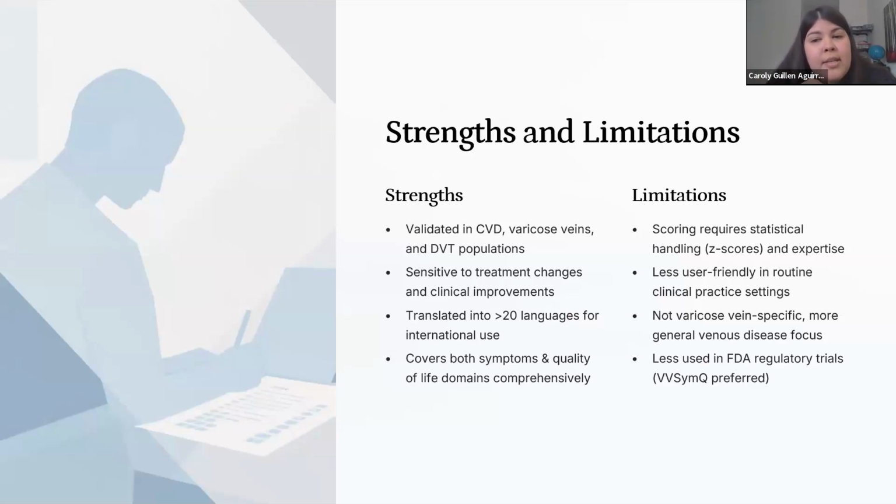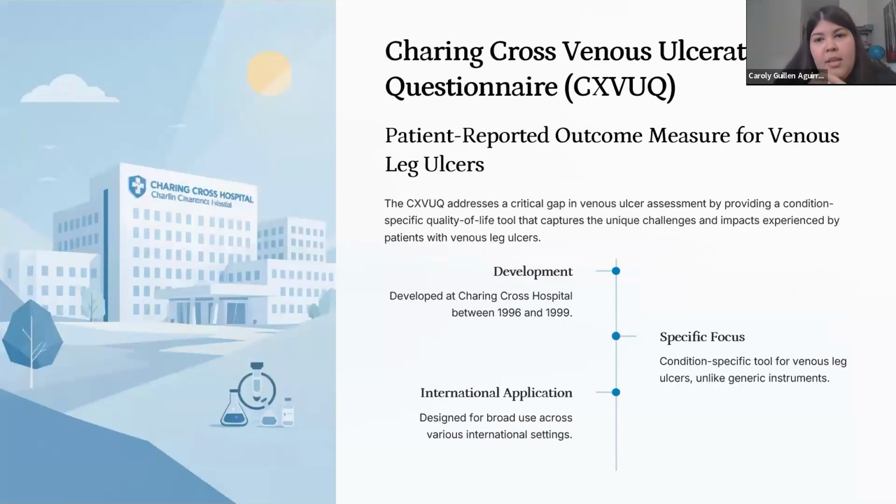The limitation is that the scoring requires statistical handling, like, as I mentioned, the conversion to Z-scores, and expertise. It is less user-friendly in routine clinical practice settings, is not varicose vein specific, is more general for venous disease focus, and is less used in FDA regulatory trials. The VEINES-QOL is preferred.